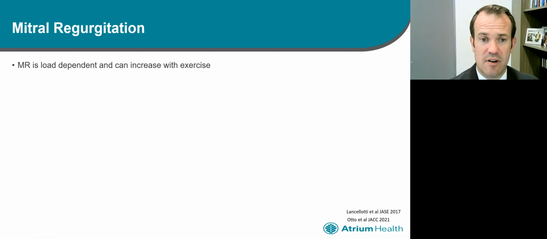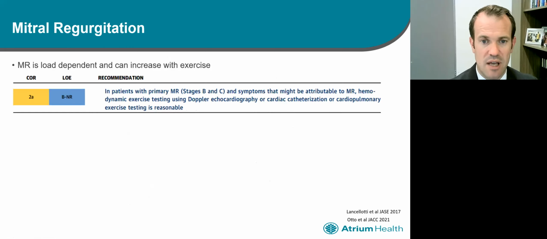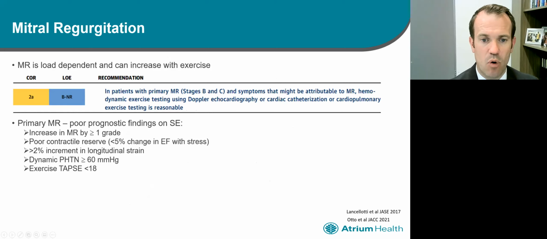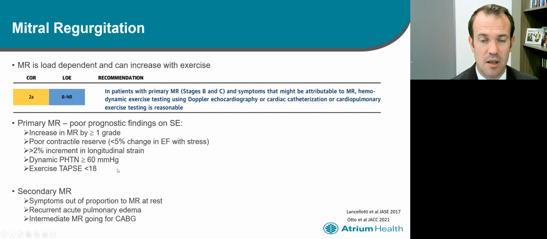Mitral regurgitation is very load dependent and can increase with exercise. So in patients who have primary MR where it does not seem very severe but they do have symptoms, we should do a stress test, or vice versa. If it seems severe and they don't have symptoms, we'll also want to do a stress test. Poor prognostic findings are if the MR increases by greater than 1 grade, if there's poor contractile reserve, if we have a greater than 2% increment in longitudinal strain, dynamic pulmonary hypertension, or if the exercise TAPSE goes down.